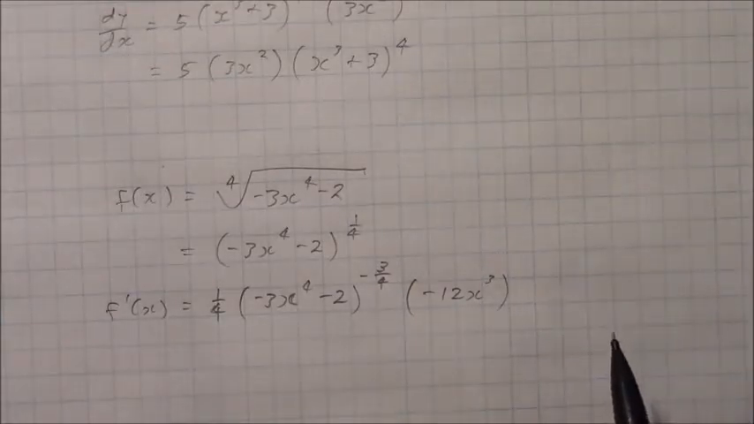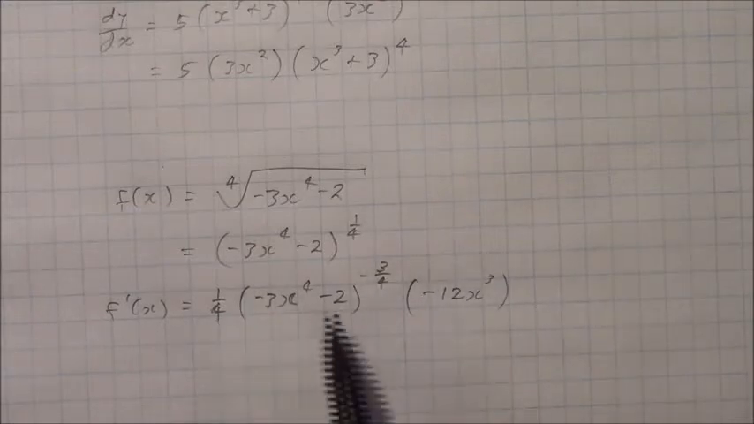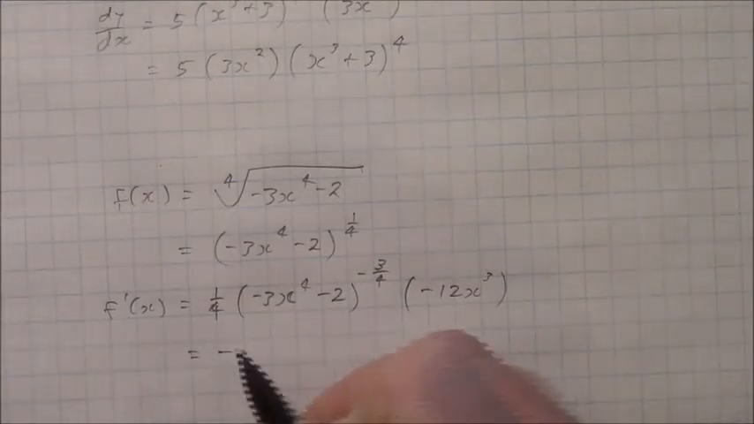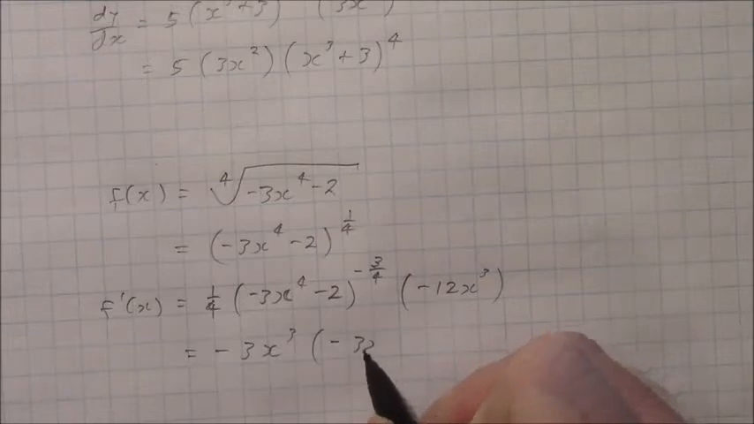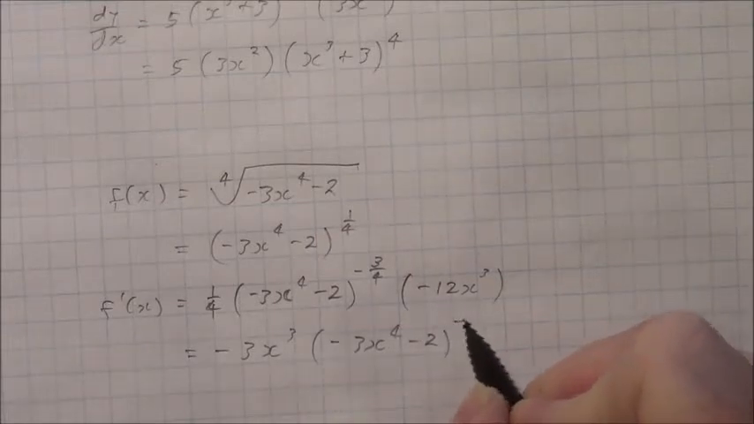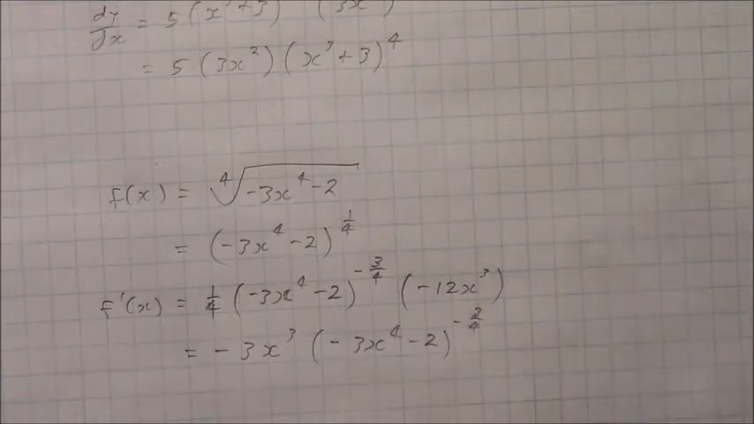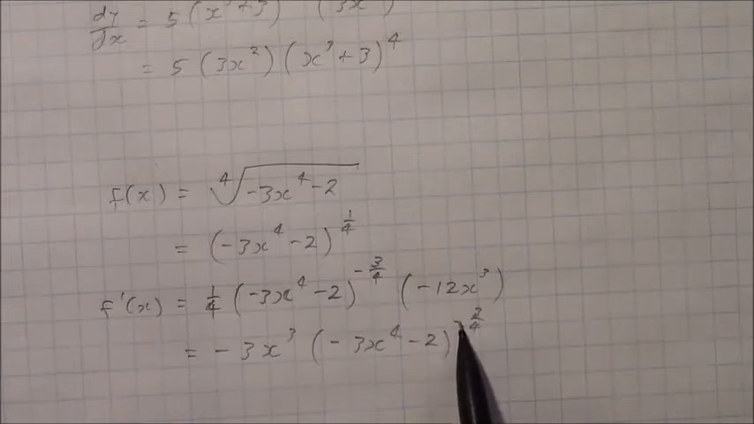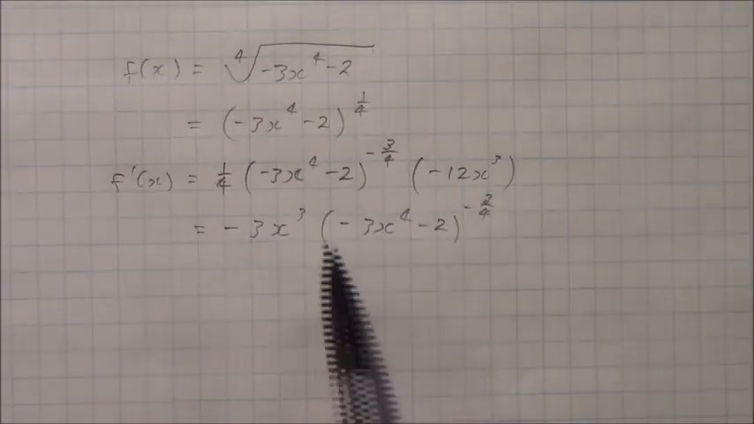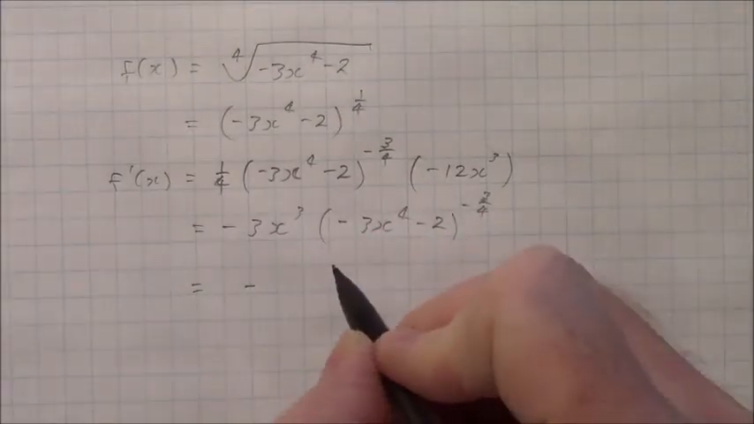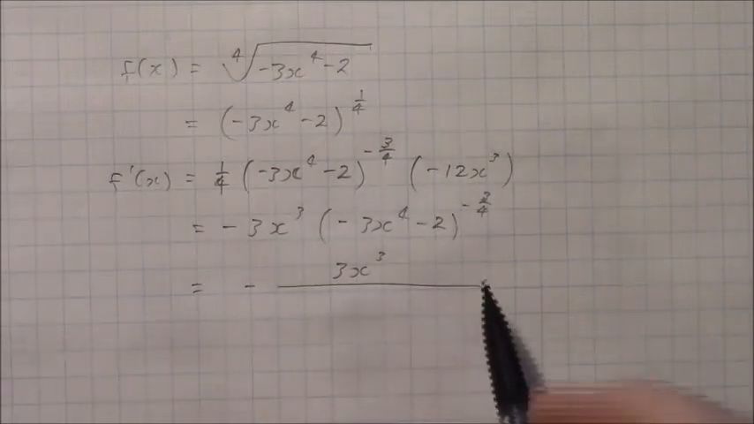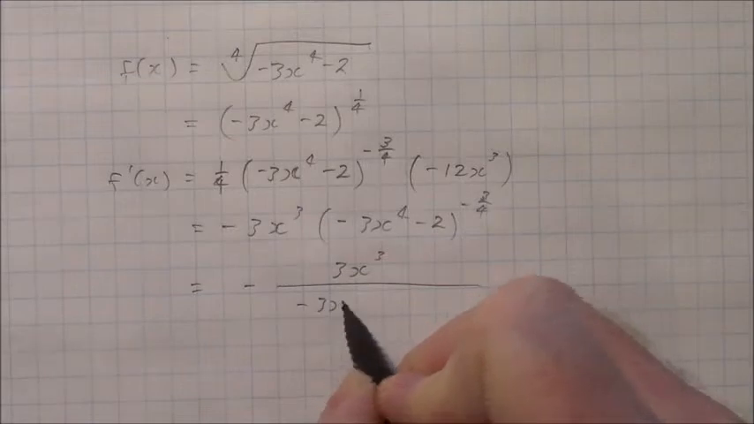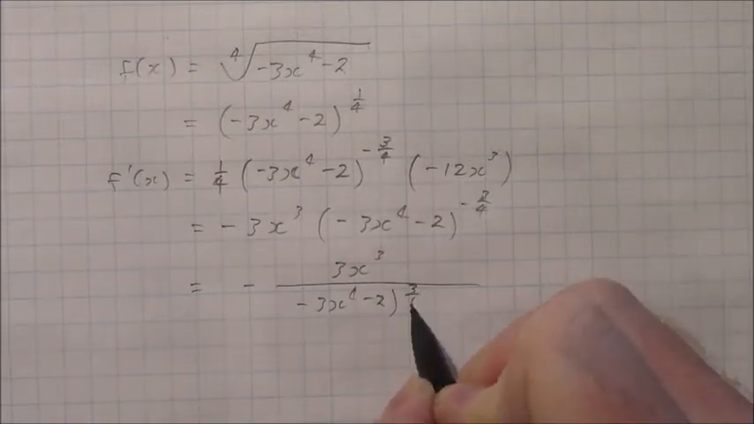And then from there it's just a little bit of simplification. So I'm going to bring this to the front. So negative 12 times 1/4 will give me negative 3x cubed times (3x to the power 4 minus 2) to the power negative 3 over 4. And with that negative exponent, that's going to drop this part down into the denominator, so I'm going to end up with negative 3x cubed in the numerator all over (3x to the power 4 minus 2) to the positive 3 over 4.